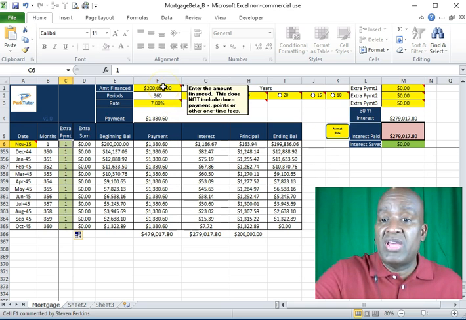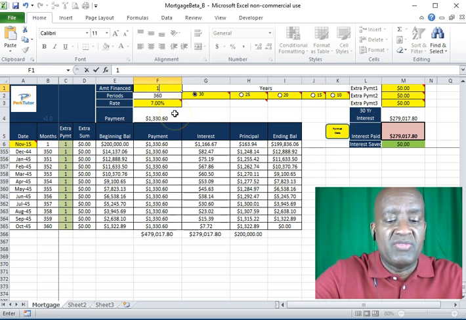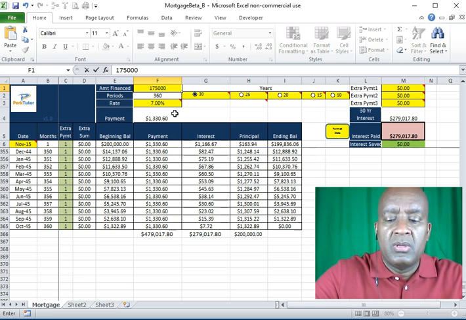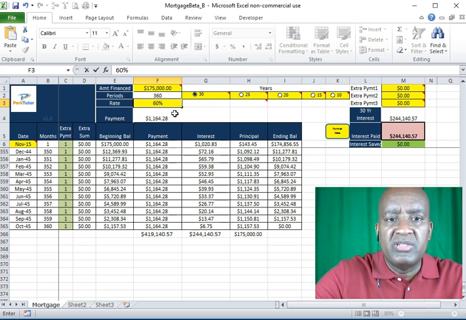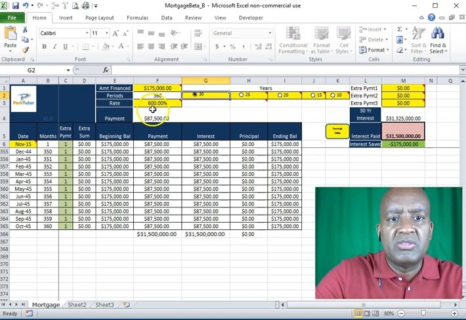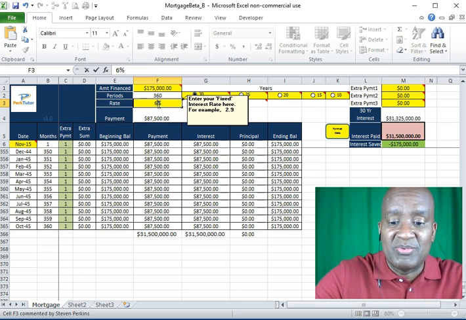Instead of it being a $200,000 loan, let's change it to $175,000. And the interest, let's change it from 7% to 6%. This is what you're establishing at the beginning of the loan. Not 600%, 6%.